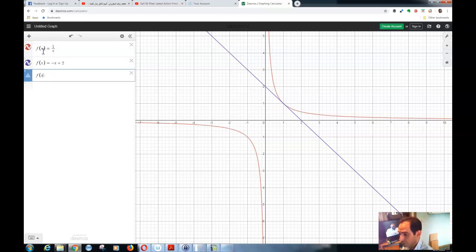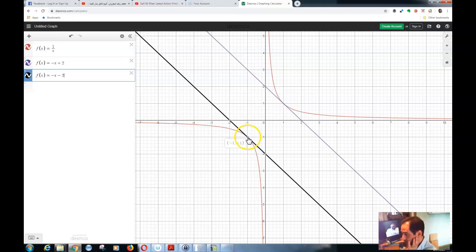So now y, or f of x, is equal to negative x minus 2. And you can see that it's a line touching the graph of the function exactly at the point negative 1, negative 1, which is the exact slope of the function at that point, which is the derivative of the function at that point.